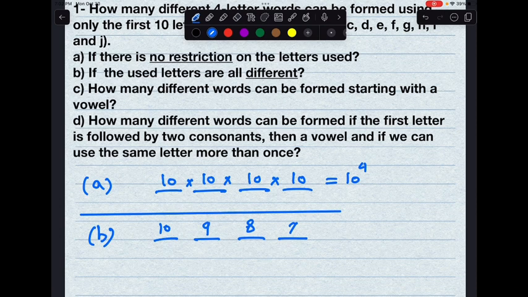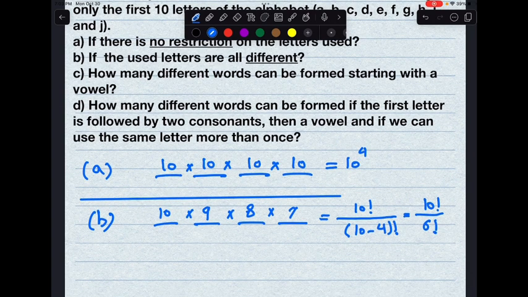So again, we use the multiplication principle, and that's the solution. It's just 10 times 9 times 8 times 7, and generally we can write this as 10 factorial divided by 10 minus 4 factorial, which is actually 10 factorial over 6 factorial. Okay, so that is the general formula.